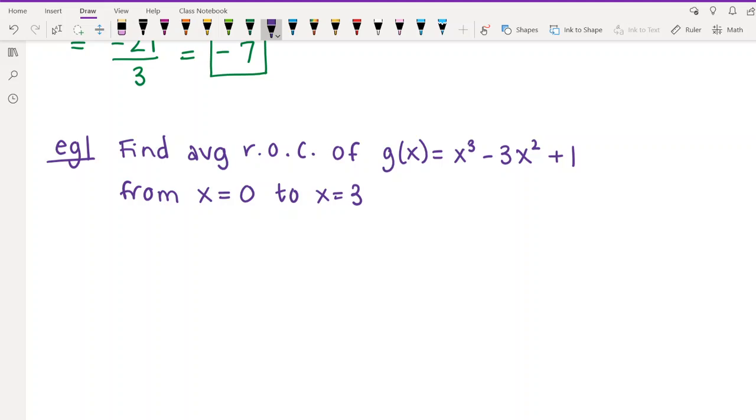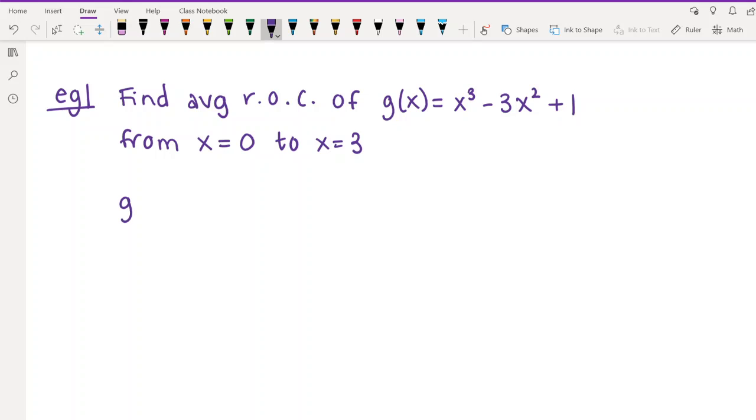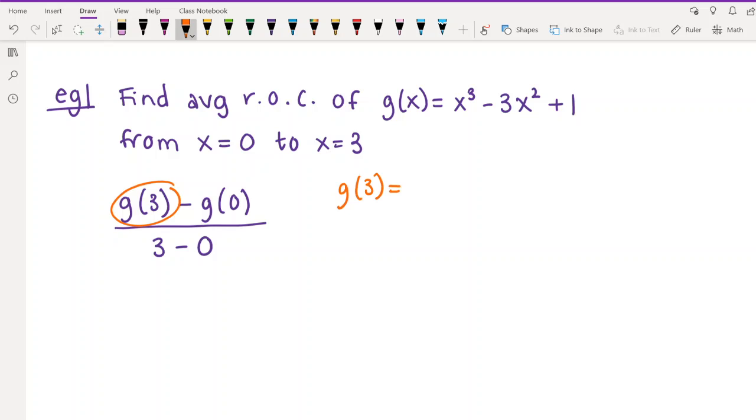So again, the first thing we want to do is set up our formula here. And so we're going to have g of 3 minus g of 0 over 3 minus 0. And so now we need to actually evaluate these. So g of 3 is going to be equal to 3 cubed minus 3 times 3 squared plus 1. And so 3 cubed is equal to 27. 3 cubed is 3 times 3 times 3. And then here we also have 3 times 3 times 3, right? Because we have 3 times 3 squared. And so that's also going to give us 27. And then we have plus 1. And so we end up with 1.